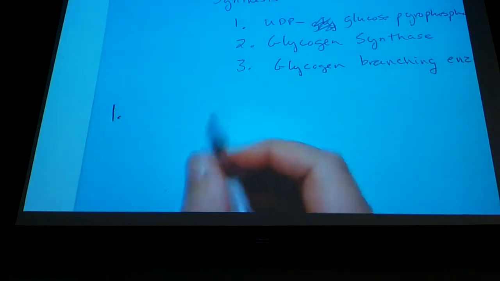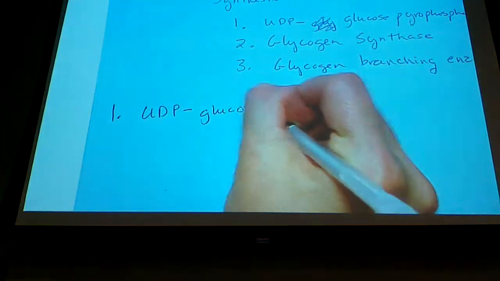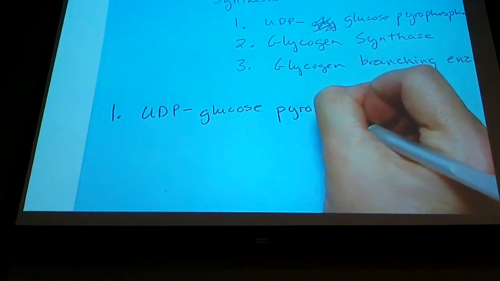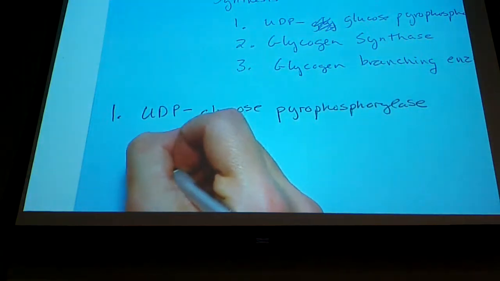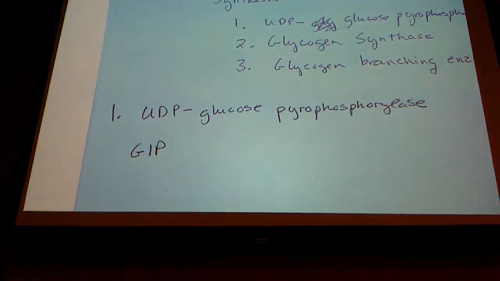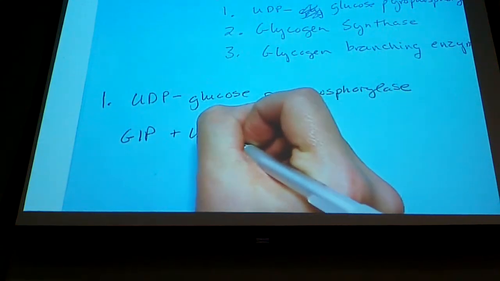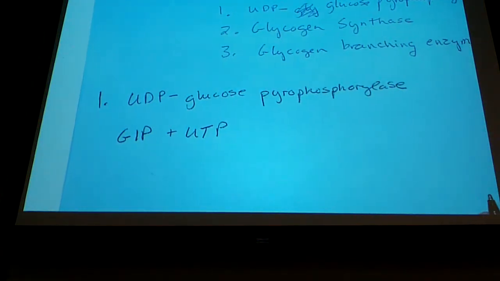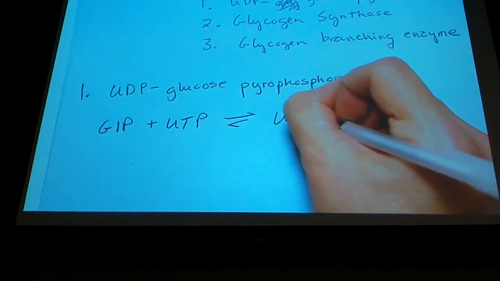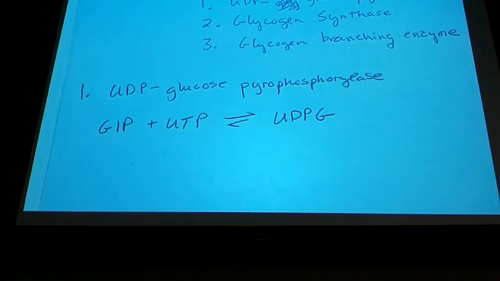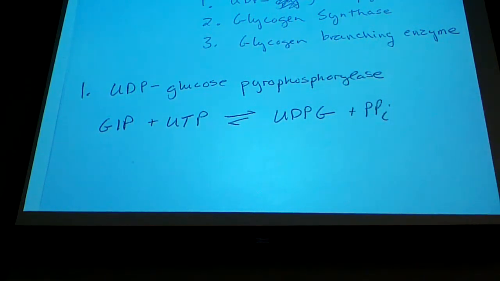So for that first one, UDP glucose pyrophosphorylase. And so we're starting with a glucose 1-phosphate, and we're going to consume some UTP. And that gives me UDP glucose plus pyrophosphate.